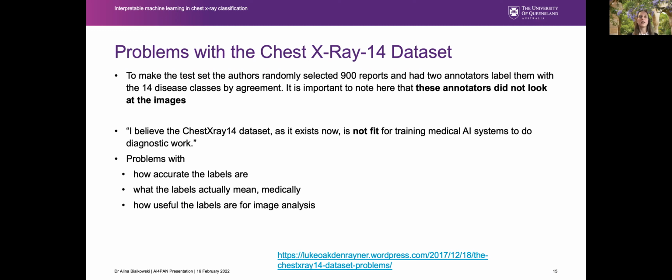That resulted in a number of flaws in this dataset, and it means that effectively the labels are incorrect. Oakden-Rayner says, "I believe the ChestX-ray14 dataset as it exists now is not fit for training medical AI systems to do diagnostic work." That's due to problems with how accurate the labels are, what the labels actually mean medically, as well as how useful the labels are for image analysis.